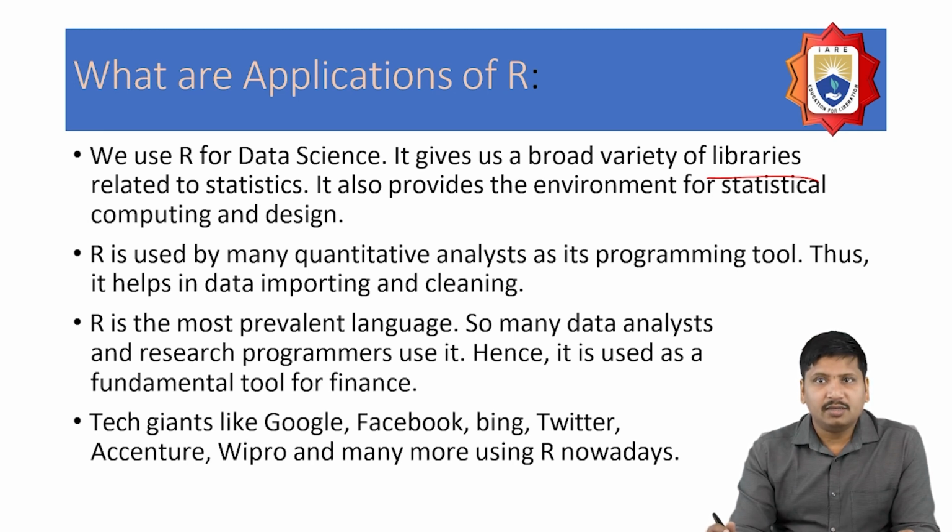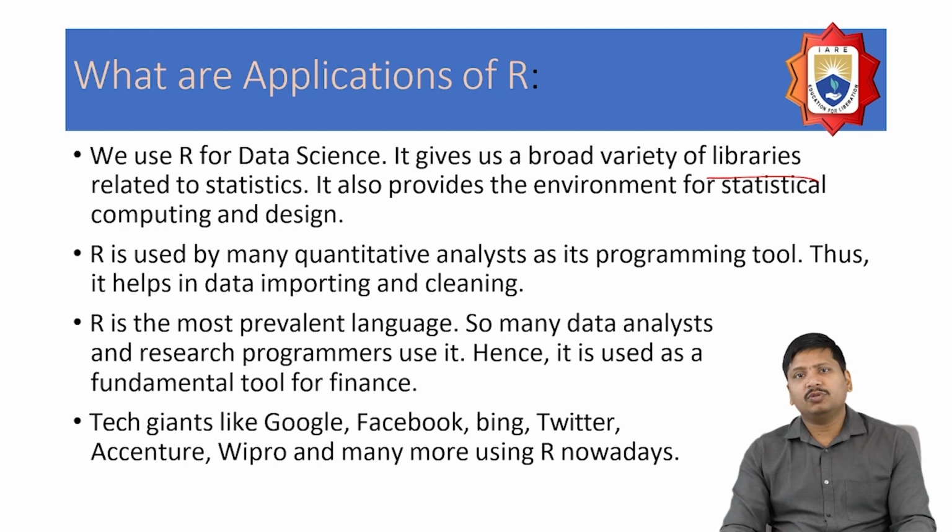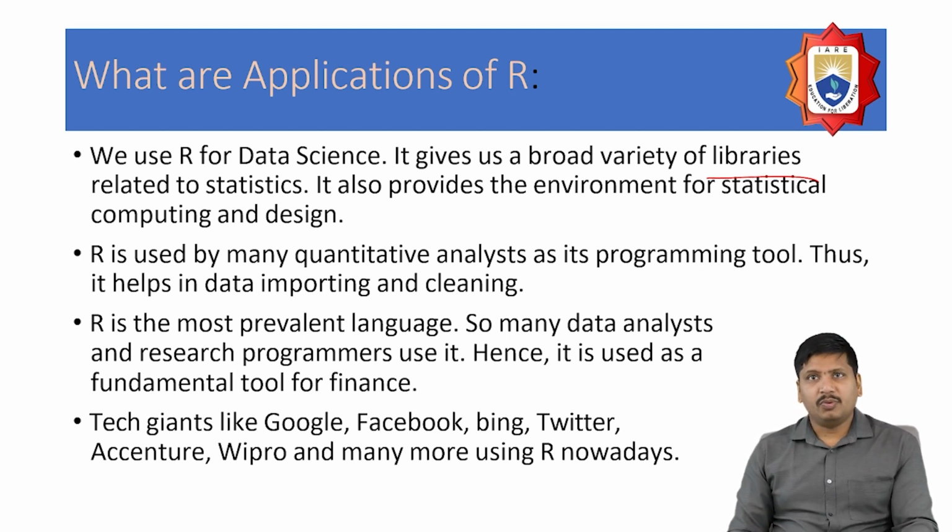Tech giants like Google, Facebook, Bing, Twitter, Accenture, and Wipro, and many others use R nowadays. So these are some of the various applications. First one, data science: R plays a vital role, and it is used in many quantitative programming tools for importing and cleaning. R is a very important and prevalent language, and big companies like Google, Twitter, and Facebook use R programming nowadays.